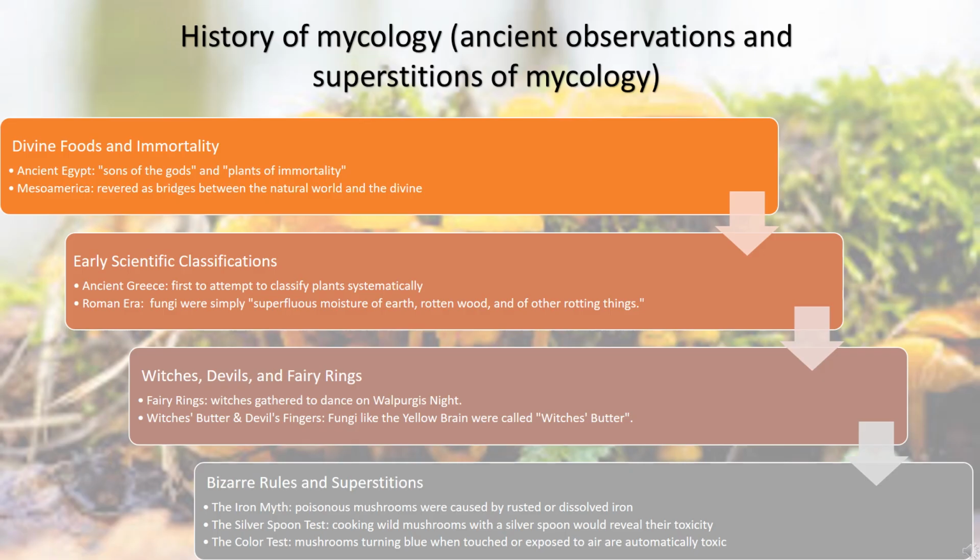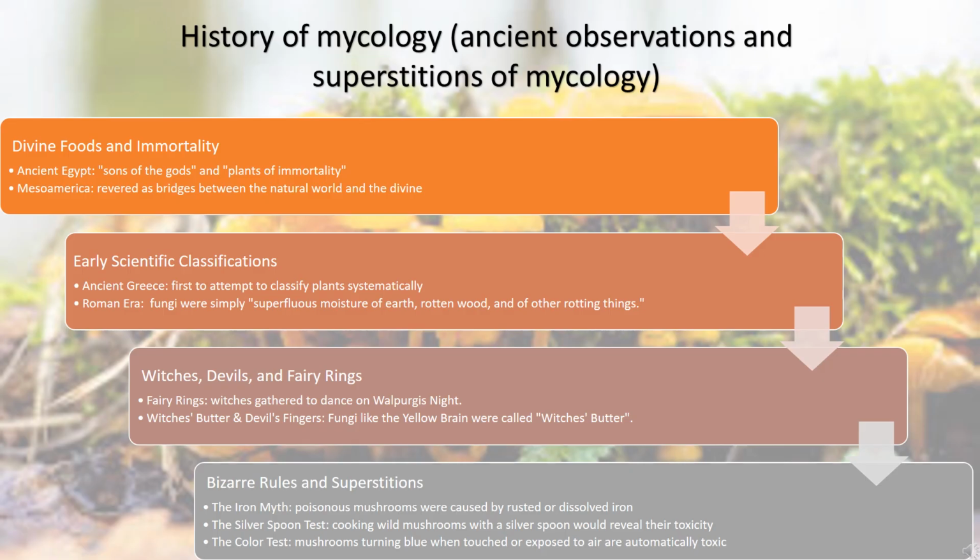3. Witches, devils, and fairy rings. During the Middle Ages in Europe, mushrooms gained a deeply dark reputation. Lacking scientific understanding, people associated fungi with the macabre and evil. Fairy rings, naturally occurring circular arcs of mushrooms, were seen as bewitched traps where witches gathered to dance on Walpurgis night. People avoided walking into them and warned their livestock away, believing it would taint the cow's milk.